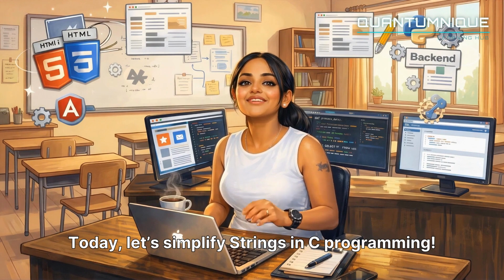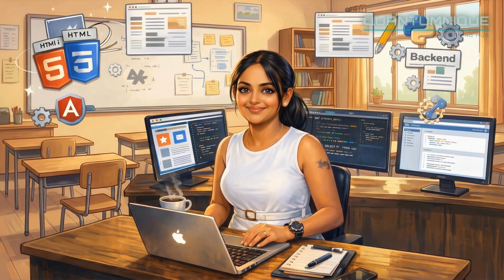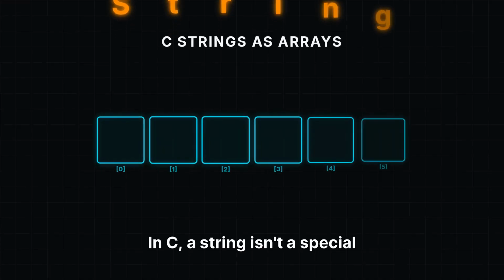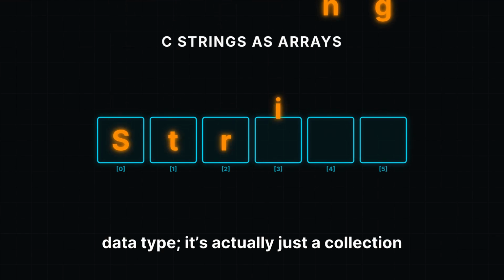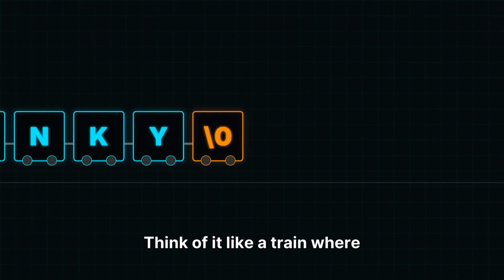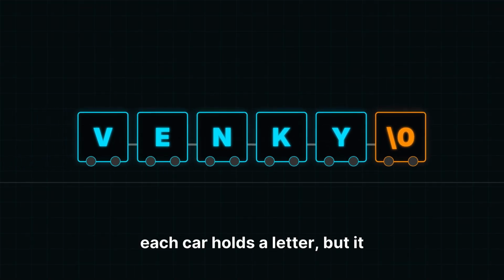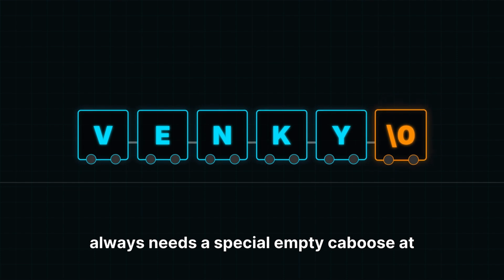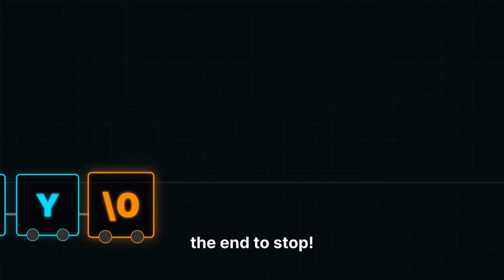Today, let's simplify strings in C programming. In C, a string isn't a special data type. It's actually just a collection of characters stored as an array. Think of it like a train, where each car holds a letter, but it always needs a special empty caboose at the end to stop.